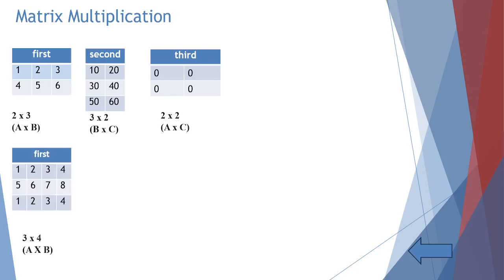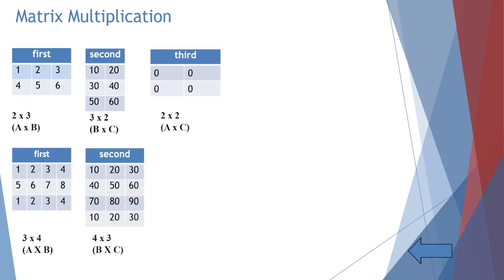The next example, the first matrix has 3 rows and 4 columns, so 3 by 4, A by B. According to the rule, the second matrix must be BC. B means rows, so 4 rows, and 3 columns, or 4, any number of columns. But rows must be equivalent to the columns of the first matrix. Now the third matrix is of size AC, 3 by 3.